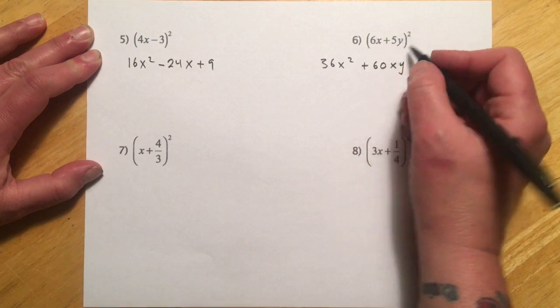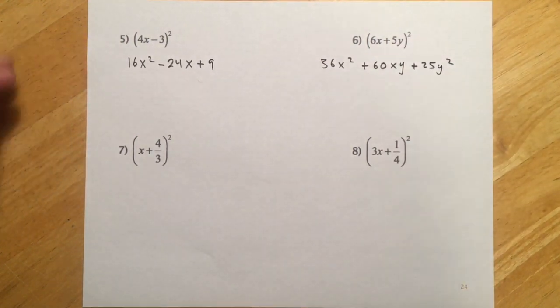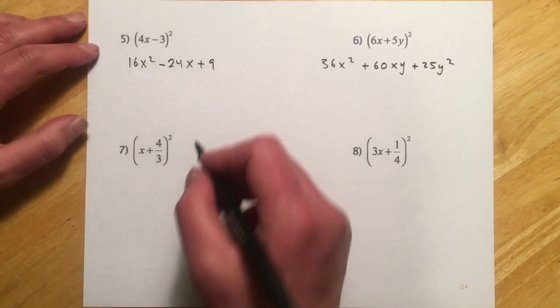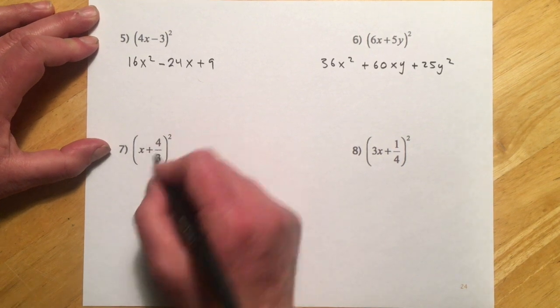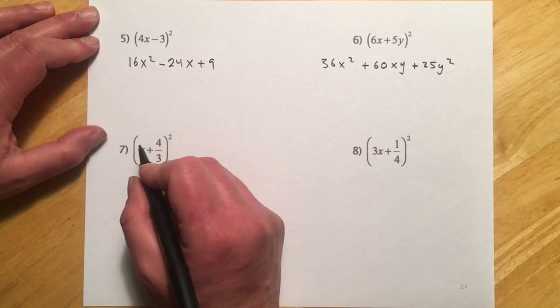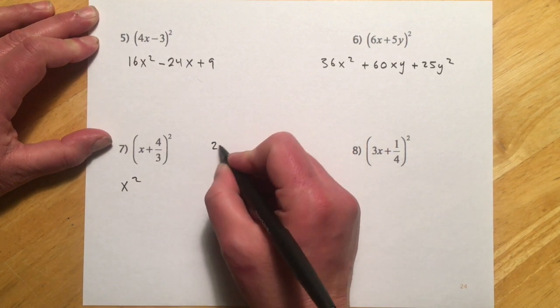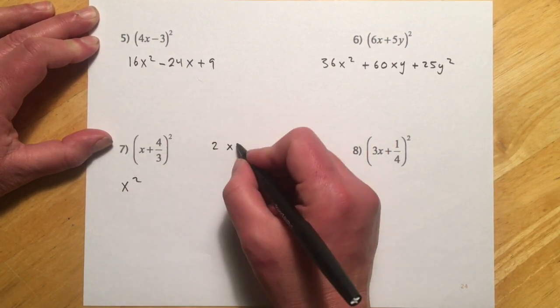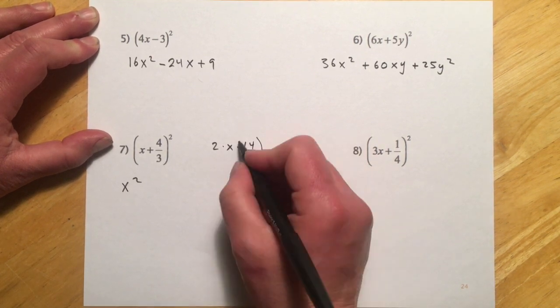xy, and then 5y for 25y squared. The fractions are a little bit trickier. The first part and the last part aren't too bad, but the 2ab, we gotta maybe do a little bit of work. So x times x will give us x squared, and then the 2 times the a times the b is the 4/3.